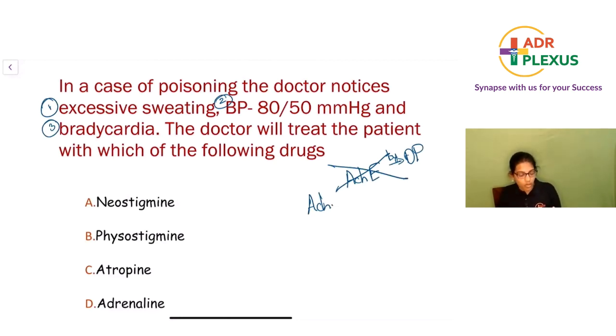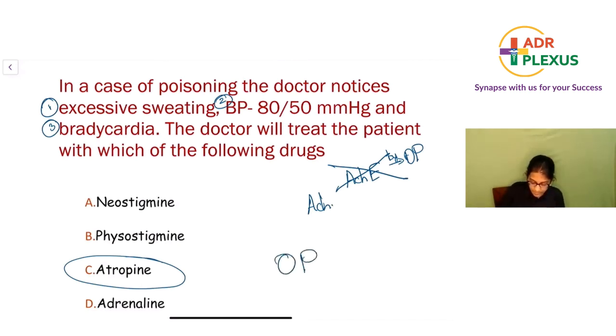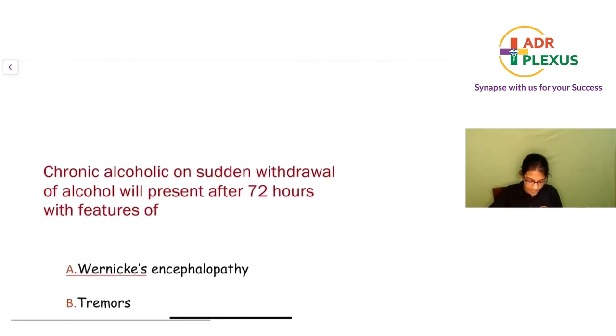Okay, so we look for the antidote. What is the best antidote? Whenever there is a cholinergic surge, we use atropine as the antidote. So it's a very direct case. Excessive sweating, BP falling, bradycardia, atropine becomes the drug of choice. Organophosphate poisoning. Okay, this is a case of organophosphate poisoning. Now let's see our next question.